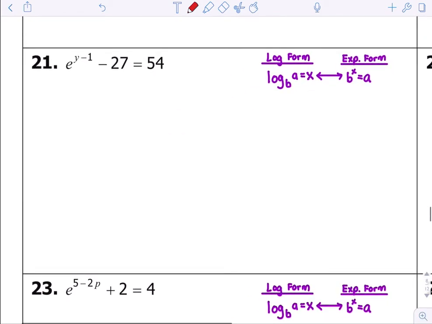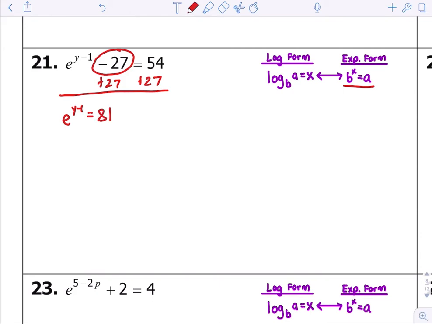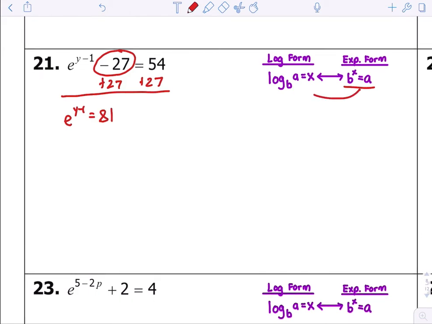Alright, 21. So get it into exponential form. This does not look like it's out of place, so we need it to be in exponential form first. So let's add 27 to both sides. e to the y minus 1 is equal to 81. Now it's in exponential form, so let's get exponential form to go to log form. So our b value is e, our x value is y minus 1, and our a value is 81. And now let's just turn it into log form.